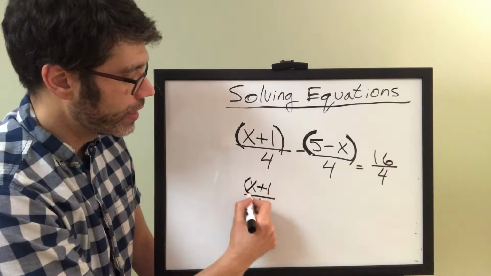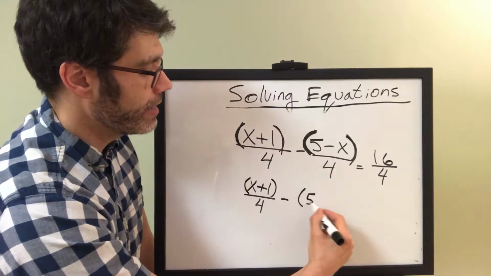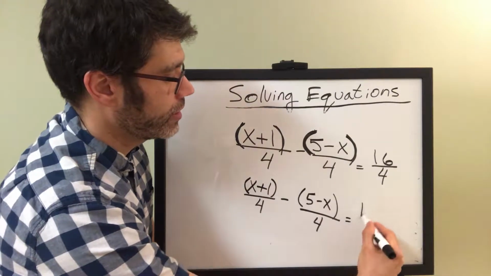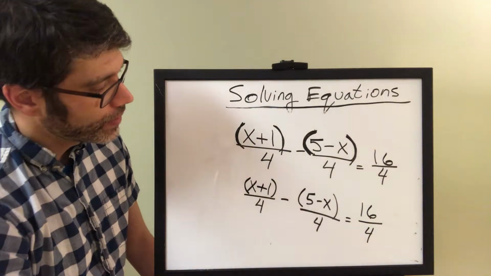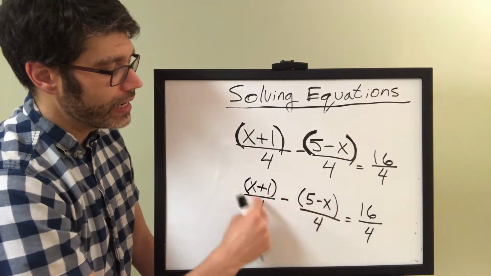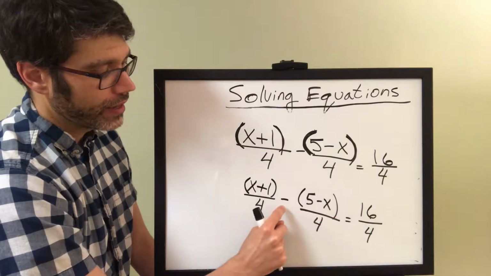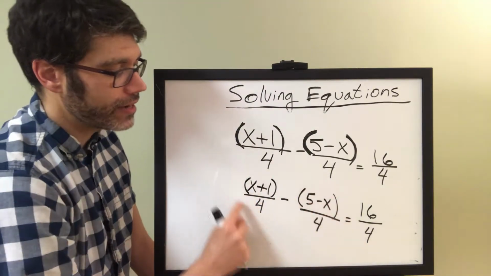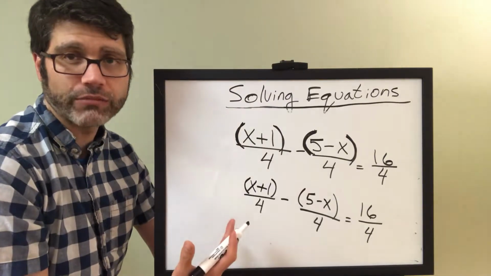All right, so here we go, and I'm just going to rewrite it. 5 minus x over 4 equals 16 over 4. Okay, now I want to get rid of the parentheses and make this entire left-hand side of the equation into one fraction, okay?